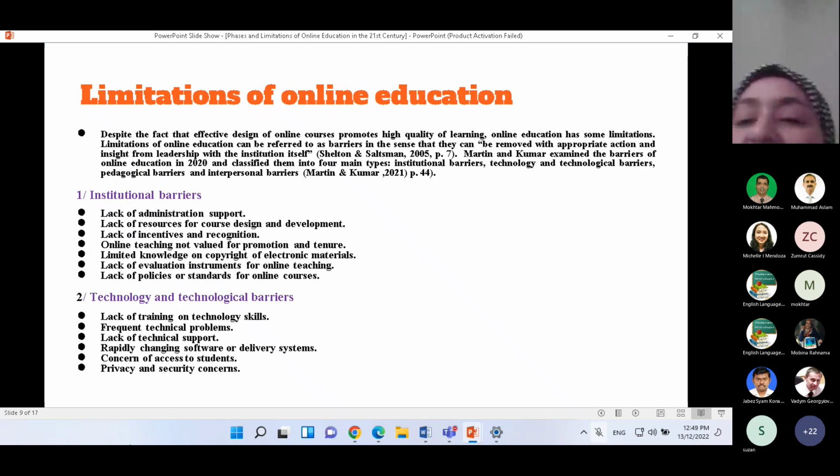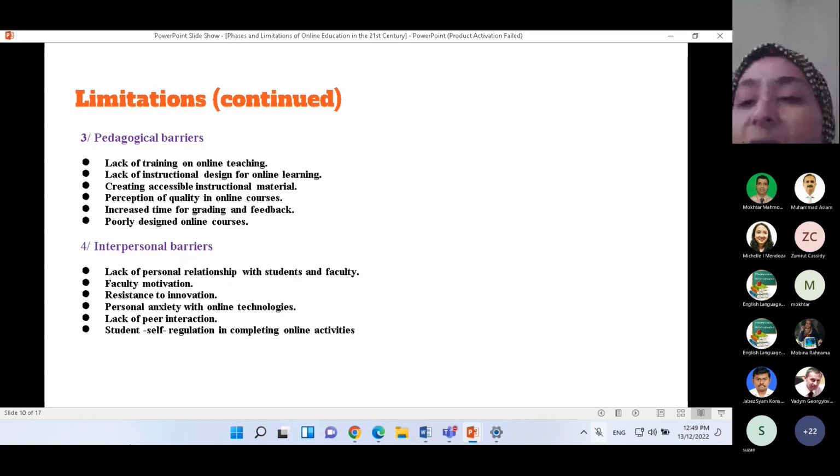Move please to the next slide, including the pedagogical barriers, which are lack of training on online teaching, lack of instructional desire for online learning, creating accessible instructional material, perception of quality in online courses, increased time for grading and feedback, poorly designed online courses.